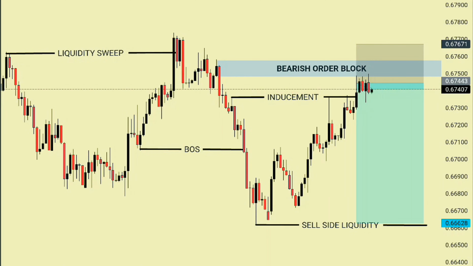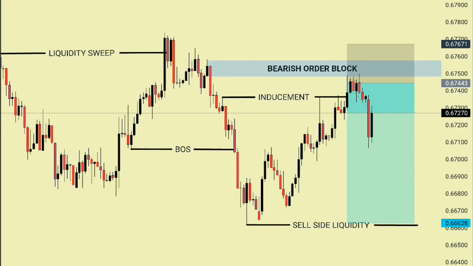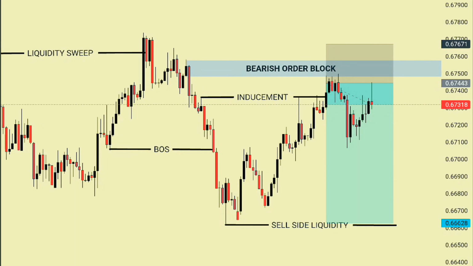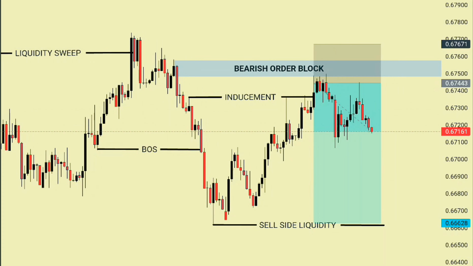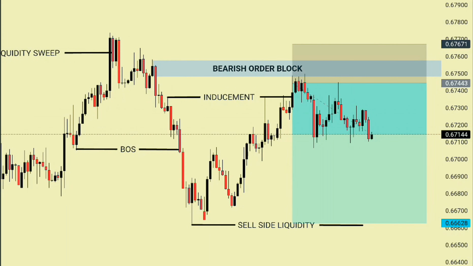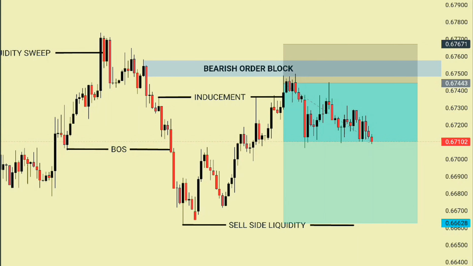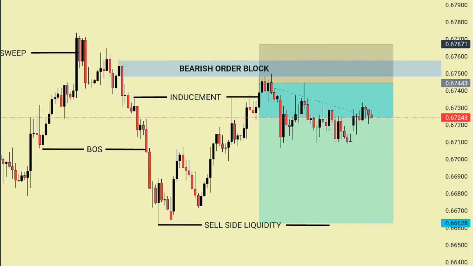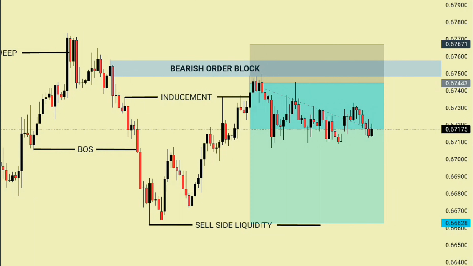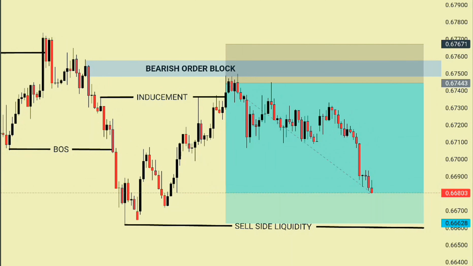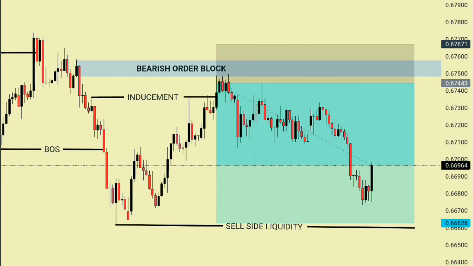The break of structure confirms bearish intent. The liquidity sweep provides the manipulation. The bearish order block provides the premium entry point. The inducement provides the liquidity grab, and the sell-side liquidity provides the final target. Price then moves cleanly from the order block all the way down into the sell-side liquidity zone. This completes the entire institutional delivery model.